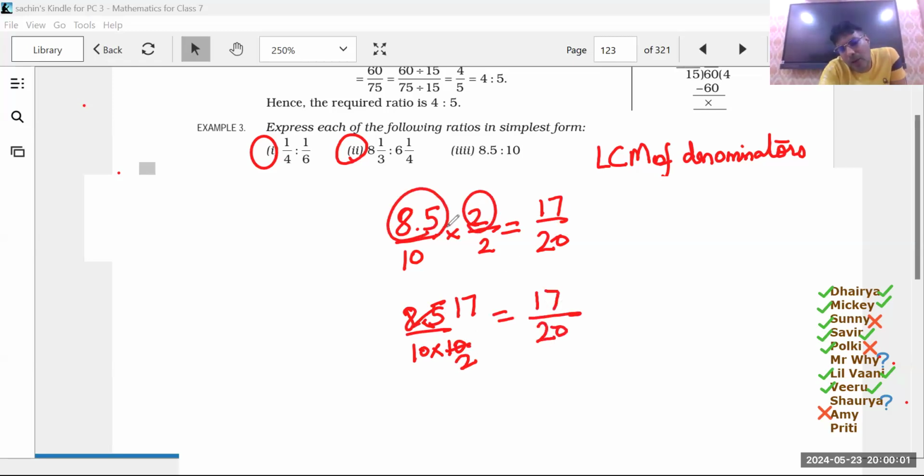Why did I multiply by 2? Because multiply by 2 and 0.5 will give me a whole number. सर मैंने उसको पहले मैंने उसको कन्वर्ट कर लिया था फ्रैक्शन में क्योंकि छोटा था. Okay, मैंने बेटा, 7:2 कर लिया.